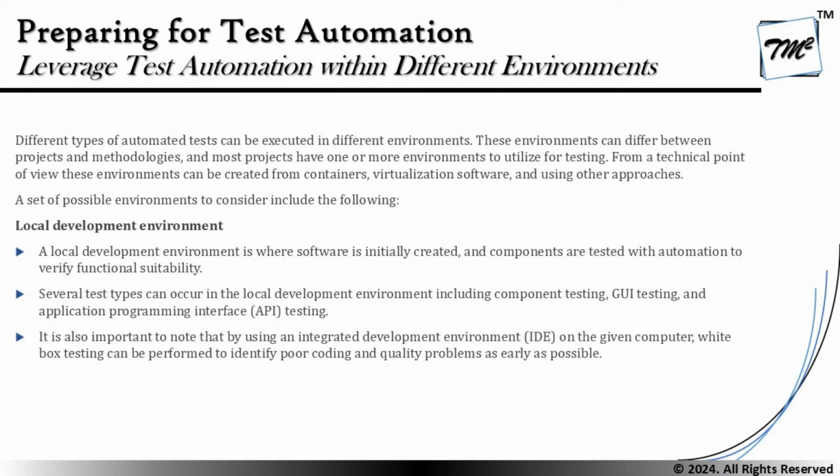You may have different environments for different levels of testing, and each one of them can be configured differently and maybe for different types of executions. So in this topic, we are trying to discuss the same. Let's quickly look into that. When it comes to leveraging test automation within different environments, different types of automated tests can be executed in different environments. These environments can differ between projects and methodologies as well, and most projects have one or more environments to utilize for testing.